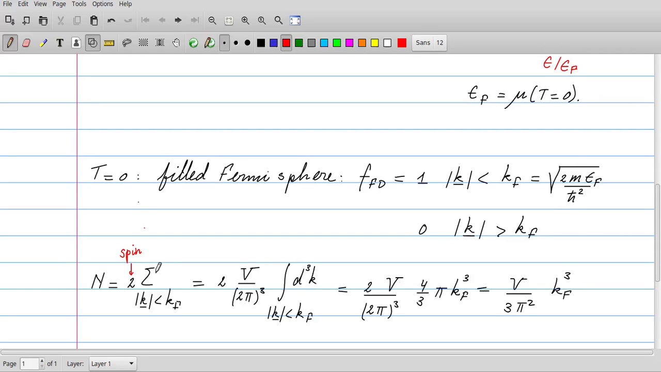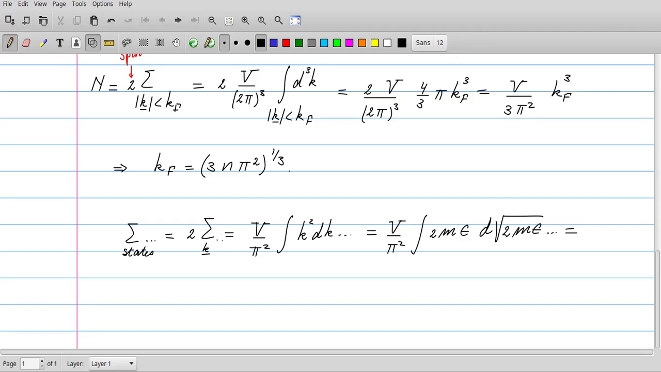And now we need to sum over all the wave vector states inside the Fermi sphere, and replacing again the sum by an integral as usual, we have an integral over a sphere with radius k_F, so we have a volume of 4/3 pi k_F cubed. Putting everything together, it relates the number of particles to the Fermi sphere and the volume. In fact, it's a relation between the density, N over V, and k_F cubed.